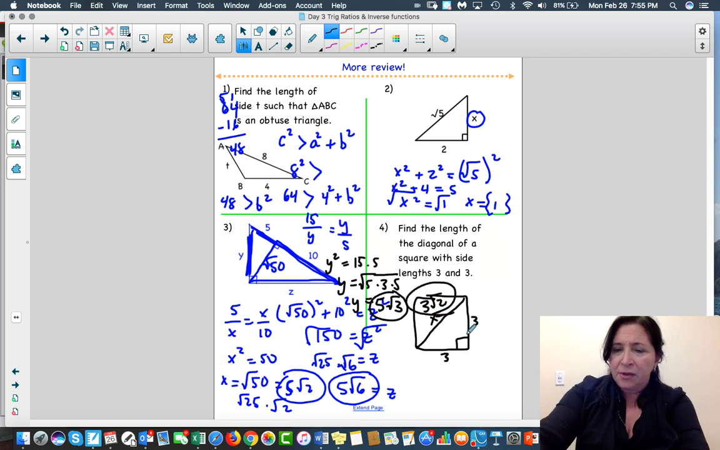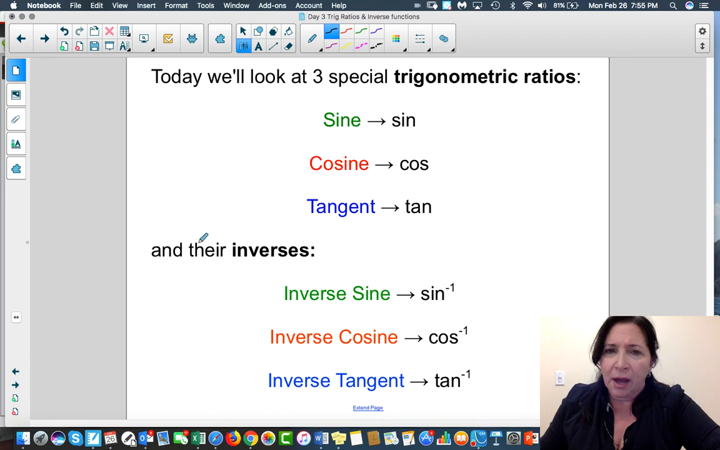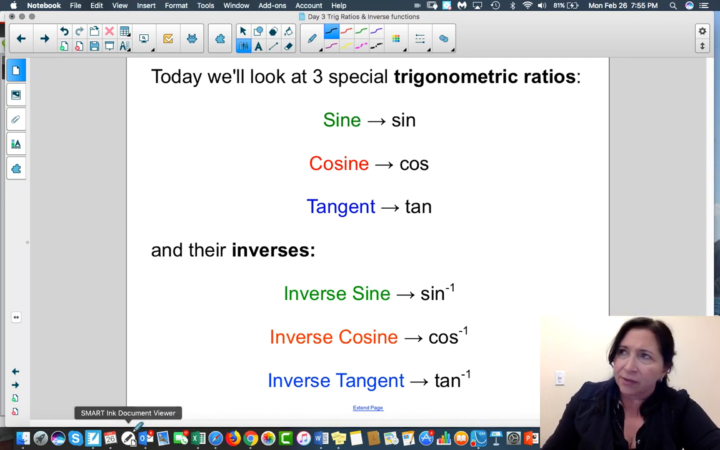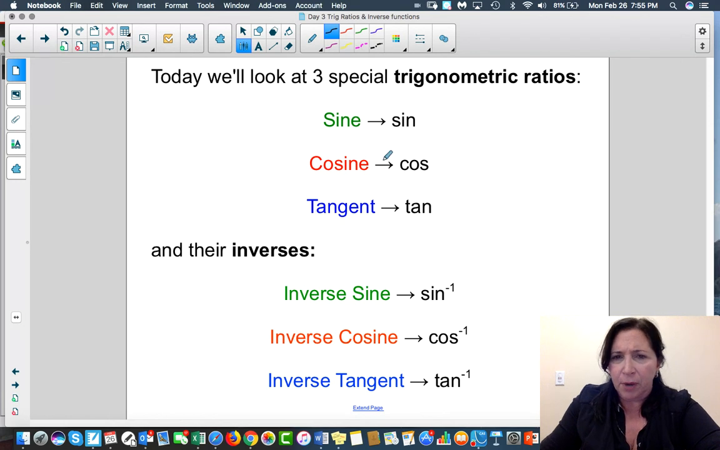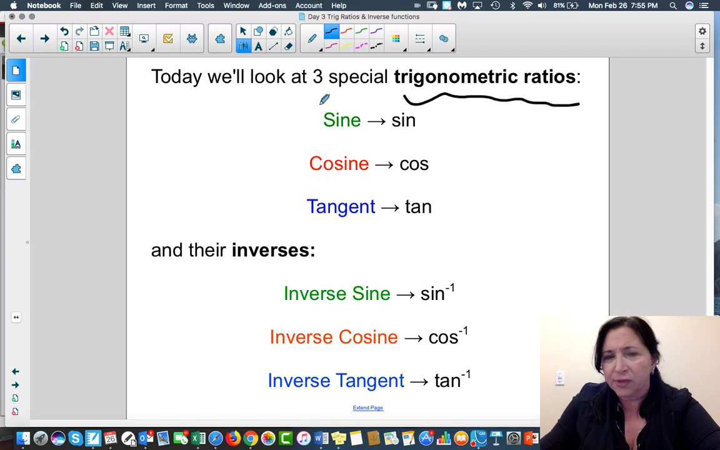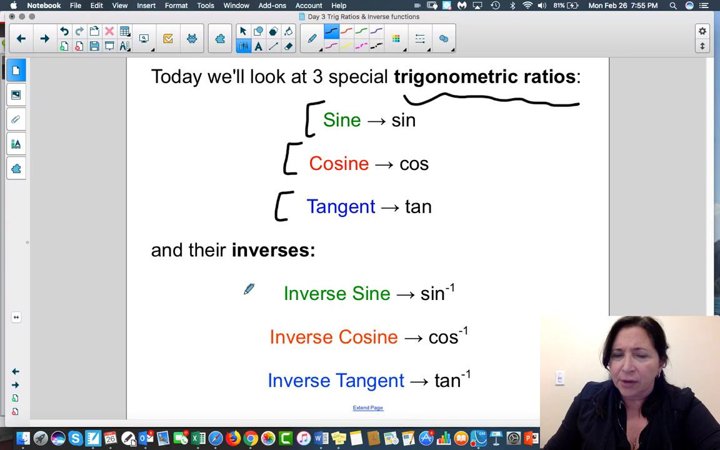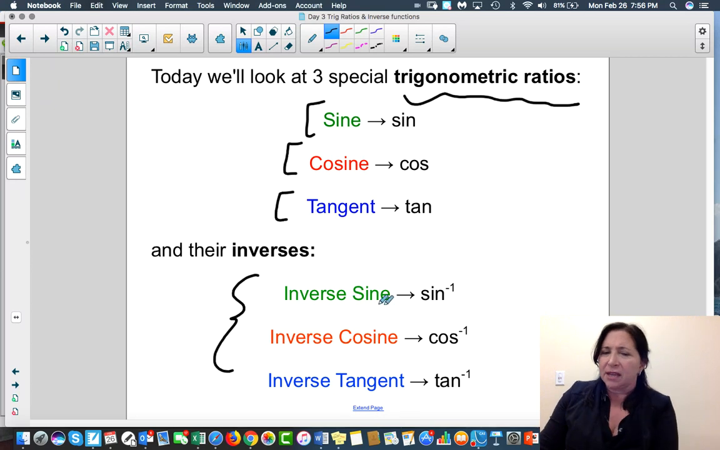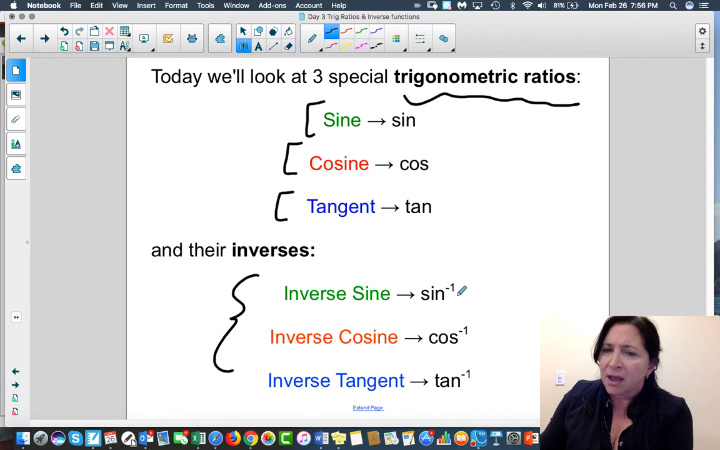Okay. So we're going to get started with trigonometric ratios. And so you will need a calculator at some point working these out. But for right now, we're going to just get started with what a trigonometric ratio is. And those are using sine, cosine, and tangent. And their inverses, which are arc sine, arc cosine, and arc tangent. Some people say inverse sine, inverse cosine. I don't ever say that.